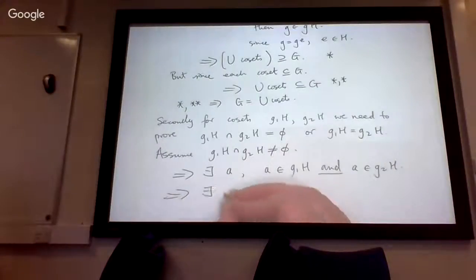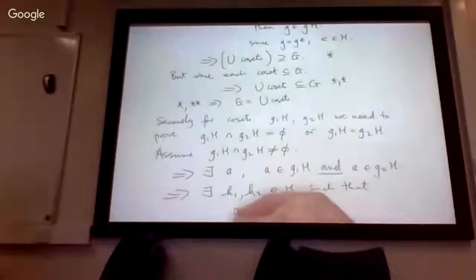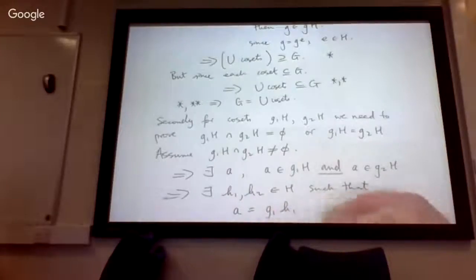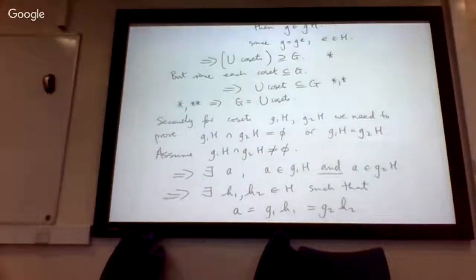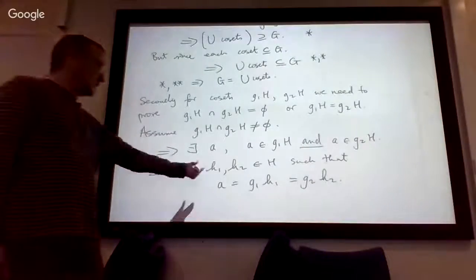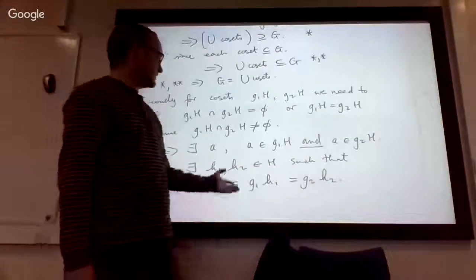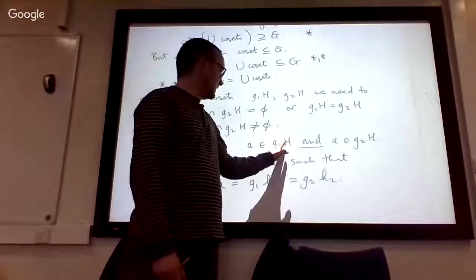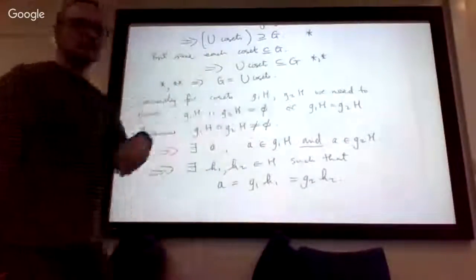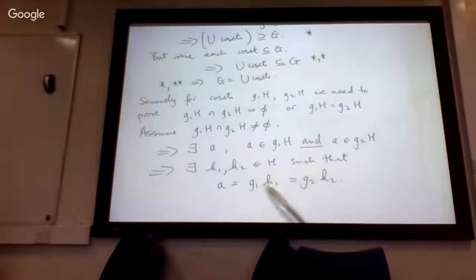So that implies that there exist H1 and H2, two elements of H, such that our A is equal to G1H1, and A is also equal to G2H2. Now we have to allow H1 and H2 to be potentially different elements. When you say that something is in the left coset and the right coset, we're not saying it's the same element of H that gives rise to A in both cases. Just that you can write A as G1 times something from H, and you can write A as G2 times something from H.